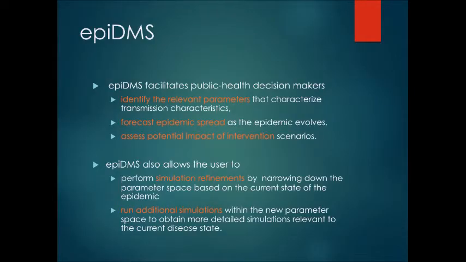EpiDMS enables searching particular temporal patterns on the epidemic ensembles. During an epidemic, this feature allows the expert to identify a relevant subset of stored simulations that match actual disease patterns or specific targets for intervention measures. This facilitates three things for public health decision makers. 1. It identifies the relevant parameters that characterize transmission characteristics in near real time. 2. Forecasting epidemic spread as the epidemic evolves. And 3. It assesses potential impact of intervention scenarios.